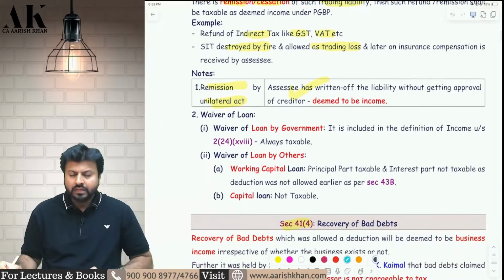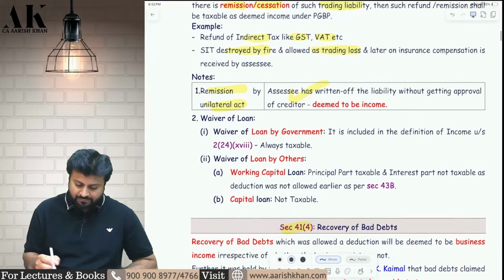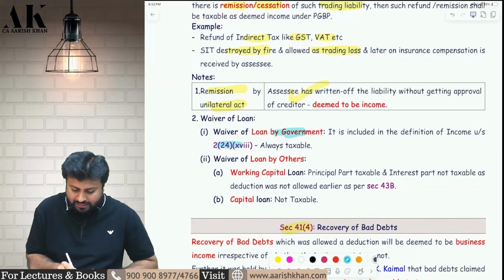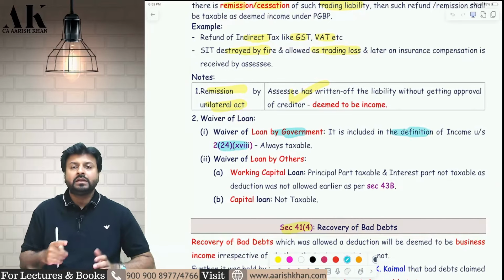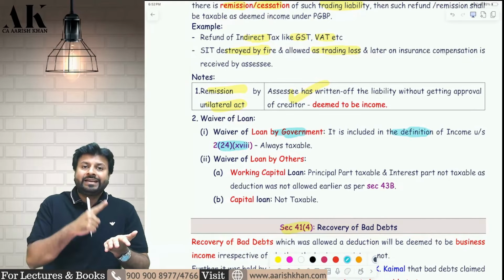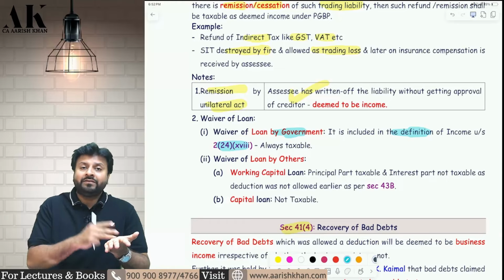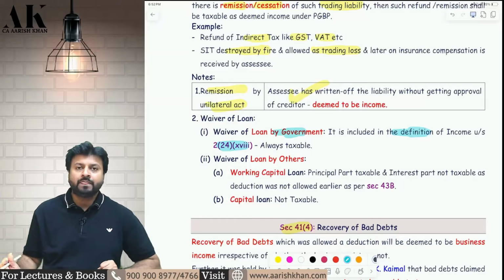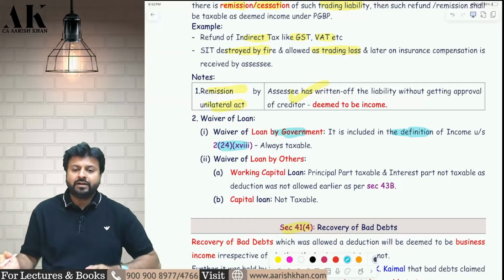Okay. So what is the treatment of waiver of loan? Let's see. If the loan is waived by government, then we have already seen it is income under section 2(24)(18). Do you remember? Income includes subsidy, grant, reimbursement, waiver by central government, state government, body, agency, authority in the chapter of depreciation. So if the loan is waived by government, then it is income by default.